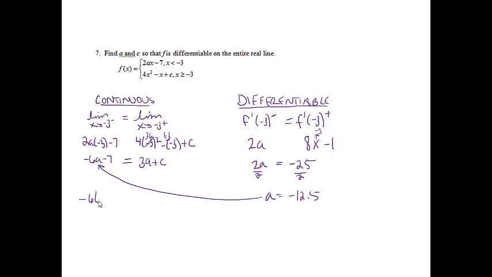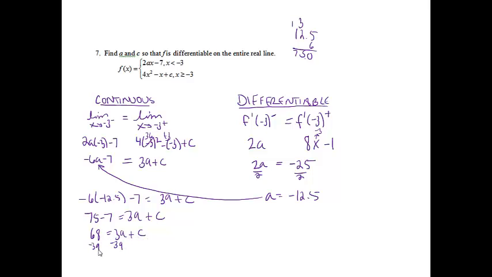Now I'm going to take a and bring it up over here. We have negative 6 times negative 12.5 minus 7 is equal to 39 plus c. This is a non-calculator problem, so let's do the multiplication: 6 times 12.5 is 75. So 75 minus 7 equals 39 plus c. 75 minus 7 is 68, equals 39 plus c. Then we subtract 39 from both sides, and I get 29. So c equals 29. So a equals negative 12.5, and c equals 29.